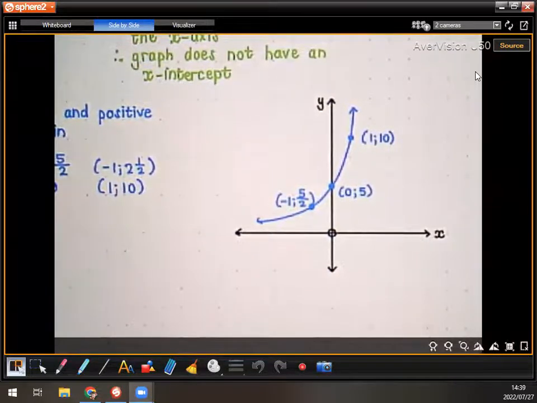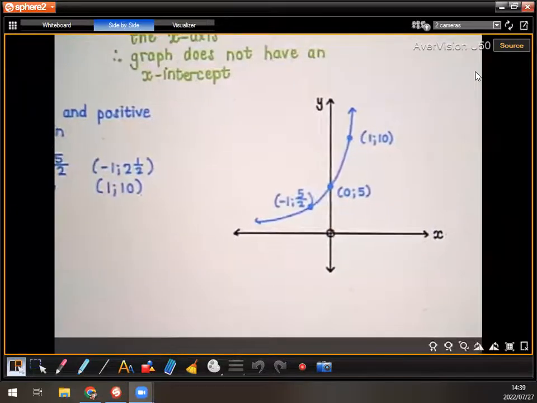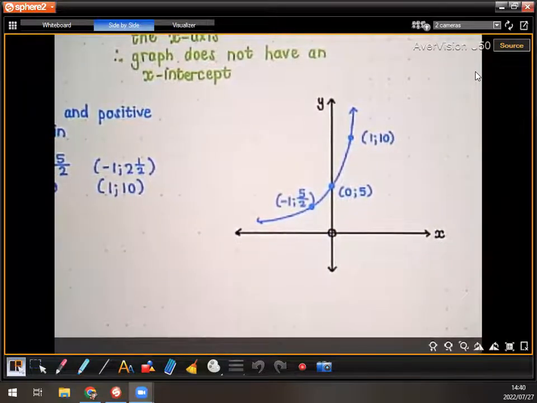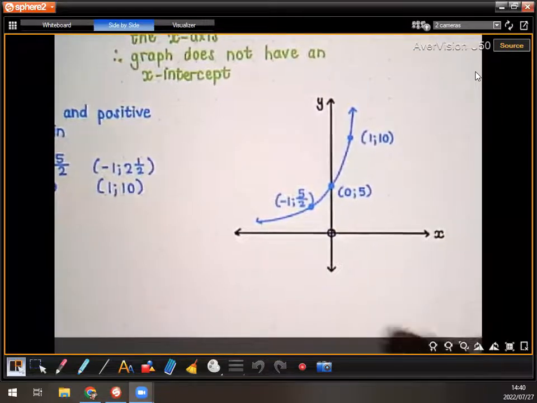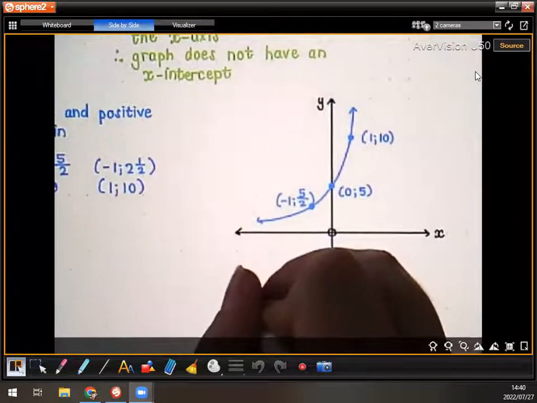Now guys, the good news about the exponential graph is that it doesn't have an axis of symmetry. Okay, so that's quite nice. We don't have to worry about that. We do have to be able to write the domain and range. So we'll do that quickly. Luckily for this one, it's actually quite easy. Okay, so domain.